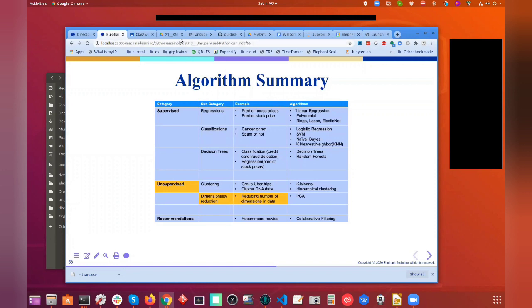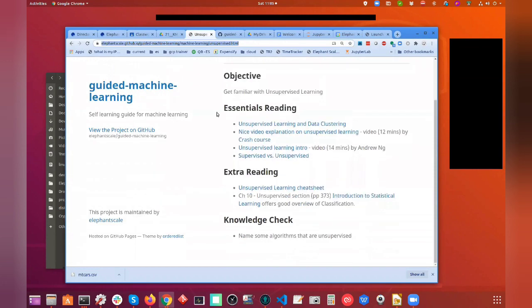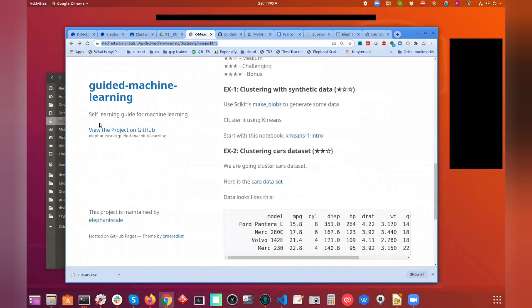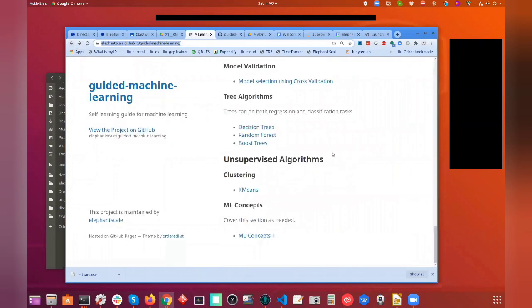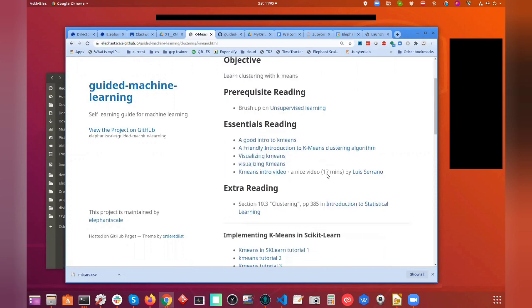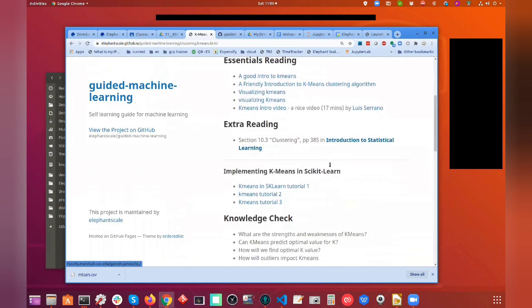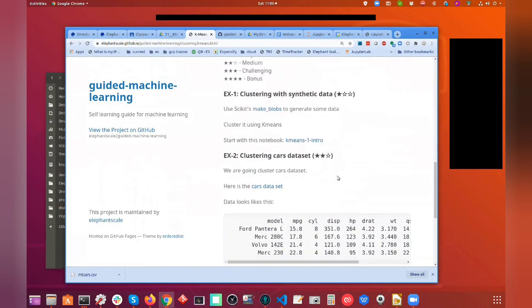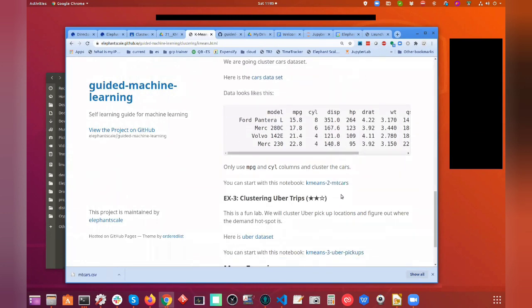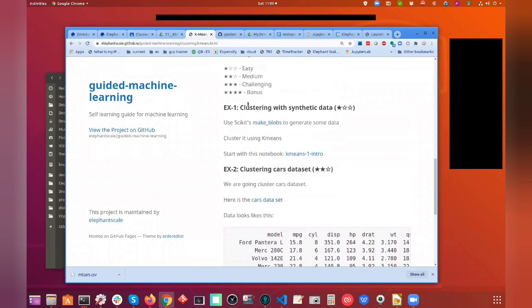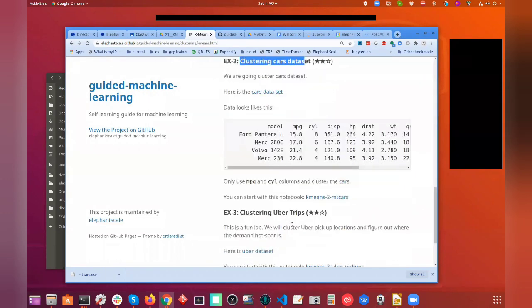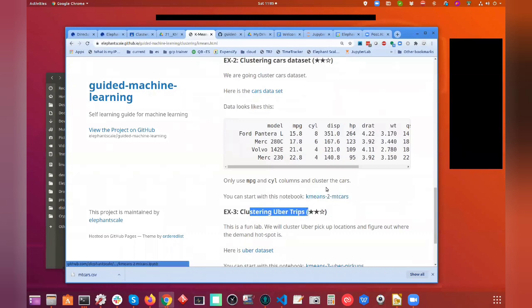But once you know one, you should be able to adapt any of them very easily. So for the K-means, right, we go to the guide. We have a new section on unsupervised algorithm clustering, K-means. For K-means, I gave you some reading, and also labs. So I have 3 labs. Let me run through them all real quick. The first one is using synthetic data, the other one is a cost data set, and the other one is Uber trips. So they're going to build on each other's difficulty.